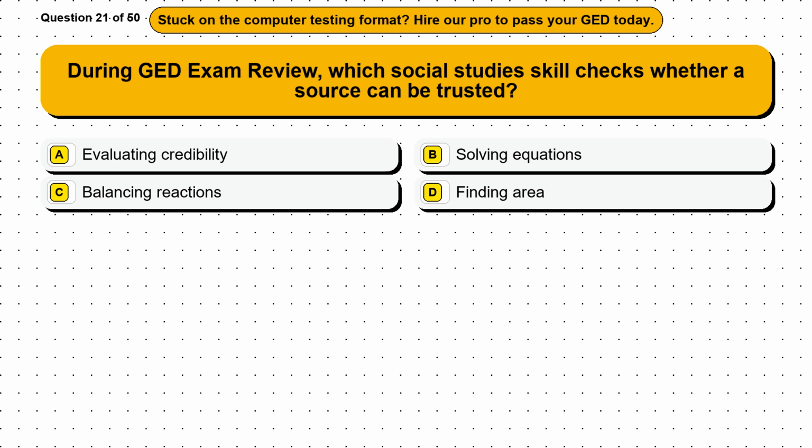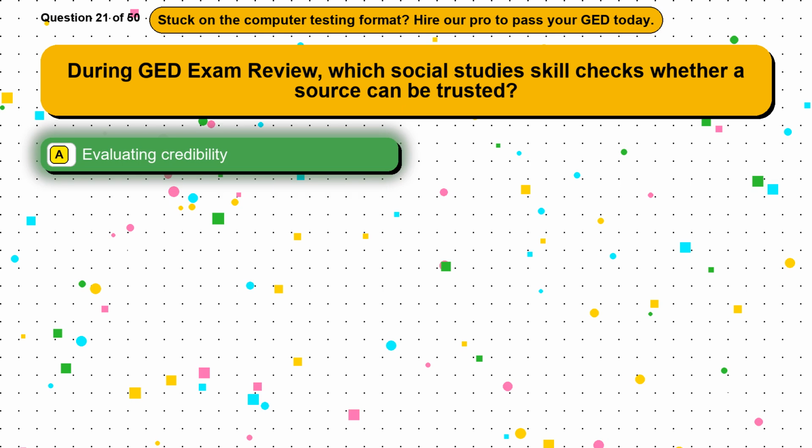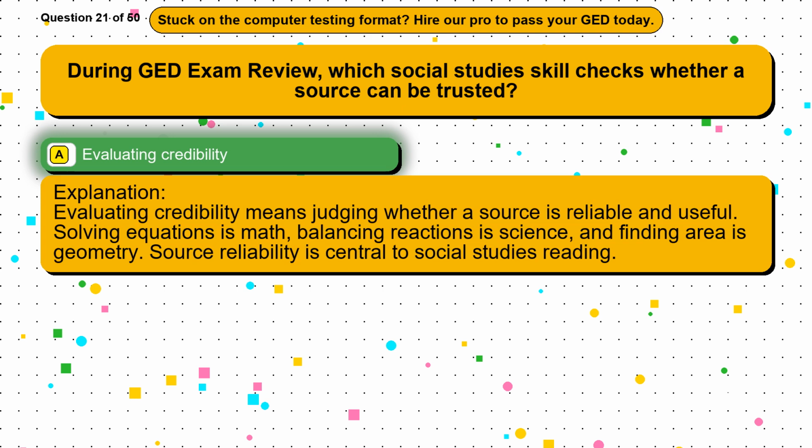Question 21. During GED exam review, which social studies skill checks whether a source can be trusted? Option A, evaluating credibility. Option B, solving equations. Option C, balancing reactions. Option D, finding area. The correct answer is option A, evaluating credibility. Evaluating credibility means judging whether a source is reliable and useful. Solving equations is math, balancing reactions is science, and finding area is geometry. Source reliability is central to social studies reading.